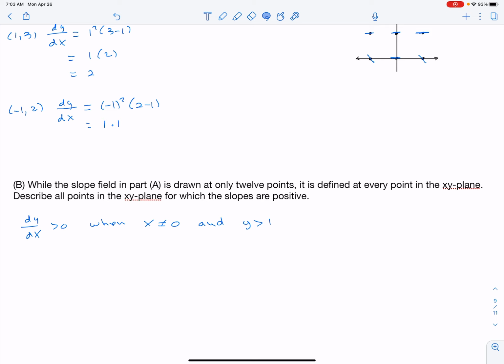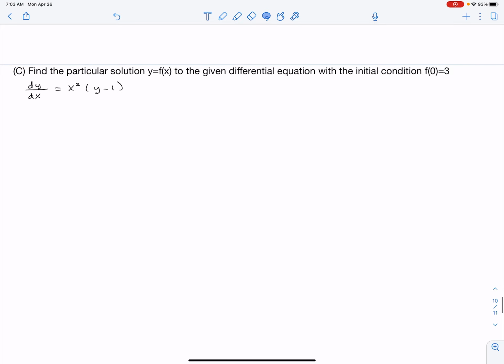Okay, let's continue. That's all there is to it. That's all there is to B. So let's move on to C. Now, C, I'll be honest with you, I could have given you this on our separation of variables test. This should be very straightforward. There is nothing to see here.